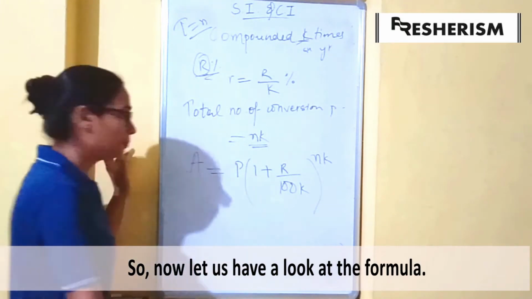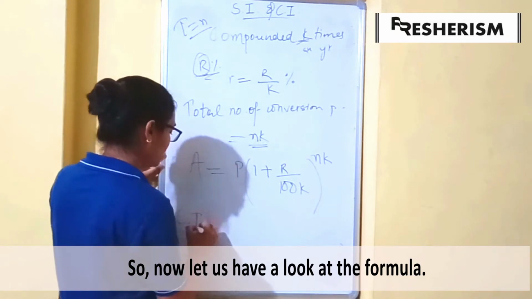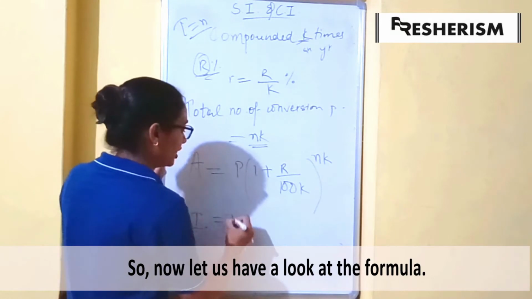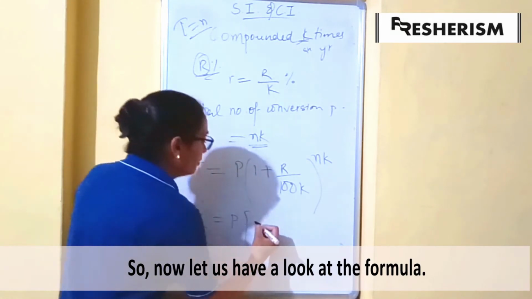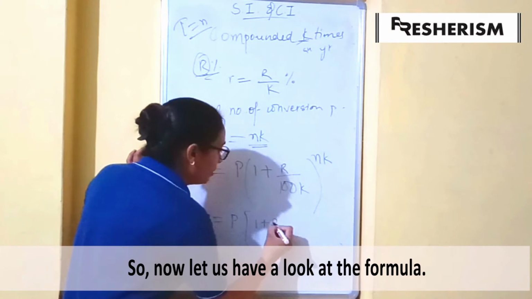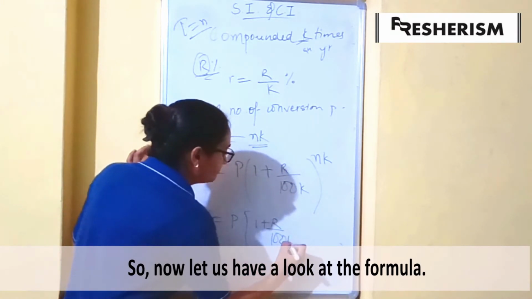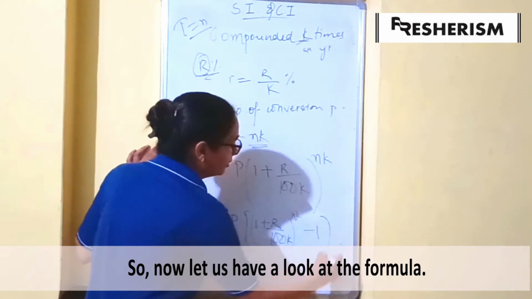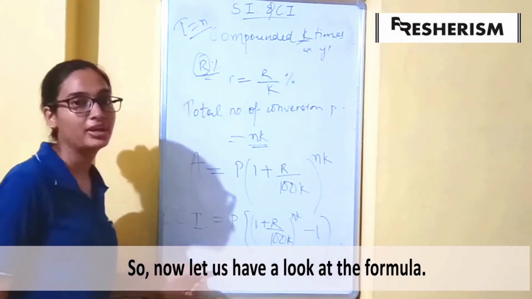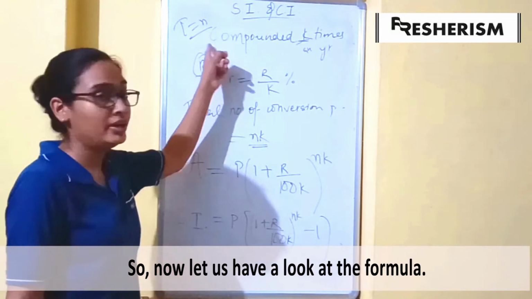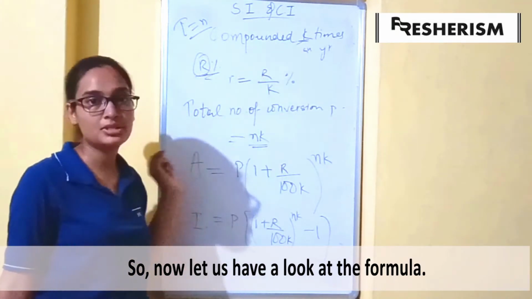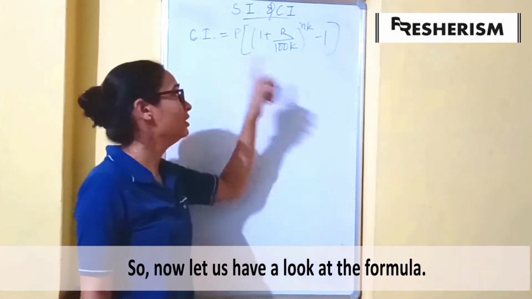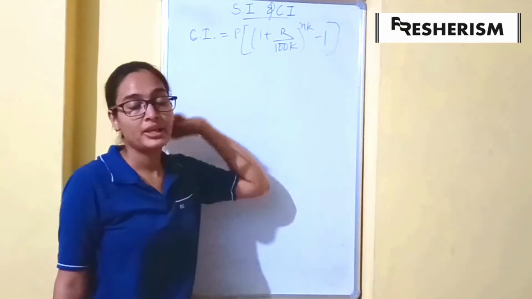So same for finding the compound interest, what we have to do is amount minus principal. So P again we can take common, which will give us P times ((1 plus r by 100k) raised to the power nk minus 1). So this is how we can find the compound interest when interest is compounded k times a year. So we had this formula for finding the compound interest when the interest is compounded k times a year.